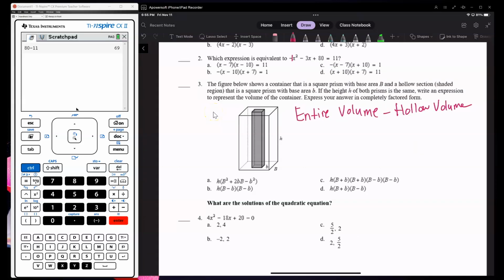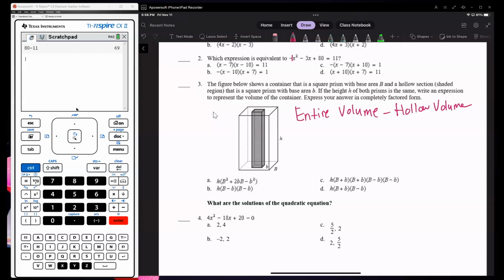The figure below shows a container that is a square prism with a base area B and a hollow section that is a square prism with the base area b. The height of both prisms is the same. Write the expression to represent the volume of the container. Express your answers in completely factored form.